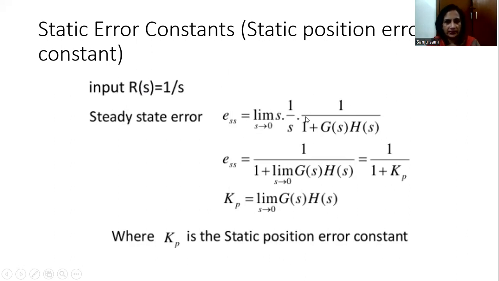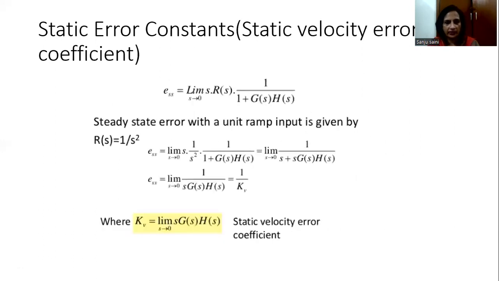So this can be written as, this s will get cancelled by this s, and we will be left with e_ss equal to the limit of s tending to 0 of 1 divided by 1 plus G(s)H(s). So it can be written as 1 divided by 1 plus the limit of G(s)H(s) as s tends to 0. Now this expression, limit of G(s)H(s) as s tends to 0, is termed as position error constant and it is represented as Kp. So Kp is equal to the limit of G(s)H(s) as s tends to 0. This is the first of the static error constants.